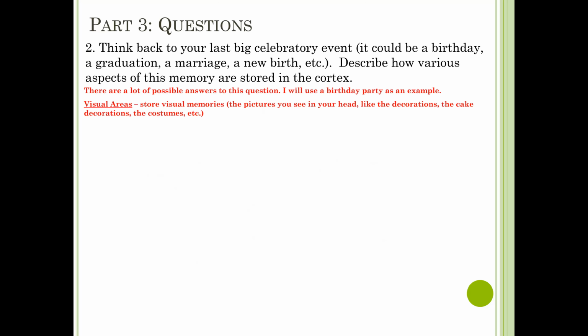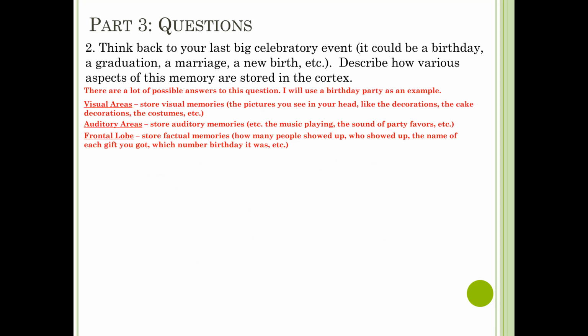So you do have visual memories that are stored in the visual areas of the brain, and these are the pictures that you see in your head when you're thinking back to a particular memory, like the decorations in the room, the way the cake was decorated, the costumes people were wearing, the color of the gift paper. Auditory areas are going to store auditory memories, like the sound of the music that was playing, the sound of those party favors that make that little squeaking noise, the sound of everybody talking, everybody singing happy birthday off key, those types of memories.